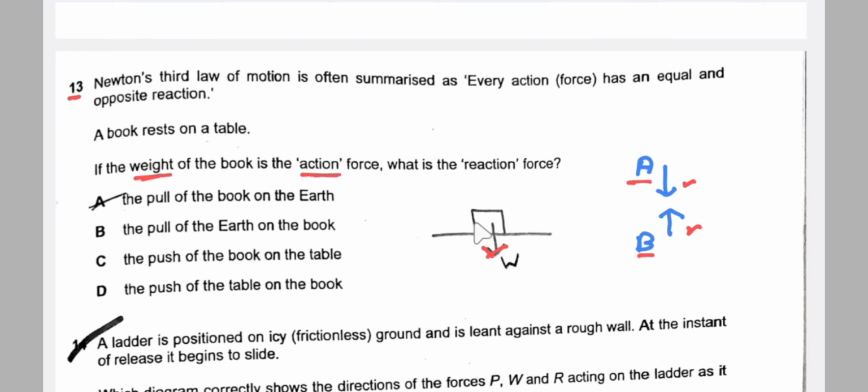So what is the reaction force? The reaction force would be the pull of the book on the earth, since weight is the pull of the earth on the book. Therefore, the answer is A.